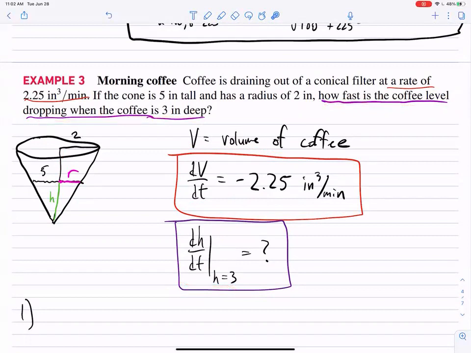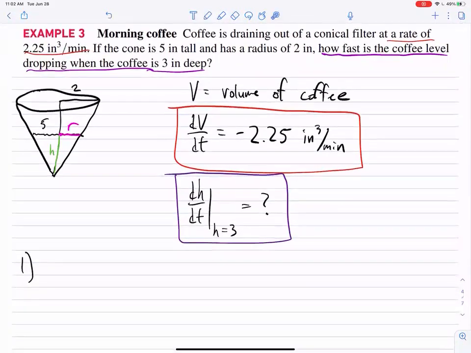And since they use the term dropping here, I assume that we want the answer to be positive, because it will probably be negative because we have a negative volume change. And so this number, when we calculate, will probably be negative, but that's totally fine. Whether you put it negative or positive, it's just the context of the problem. It's not a big issue.